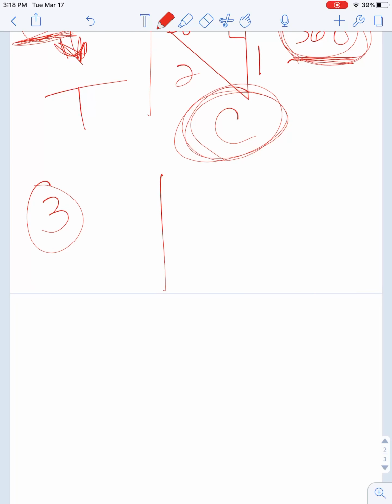These are using our special 30, 60, 90, 45, 45, that kind of stuff. Okay, let's try tangent of negative 150.